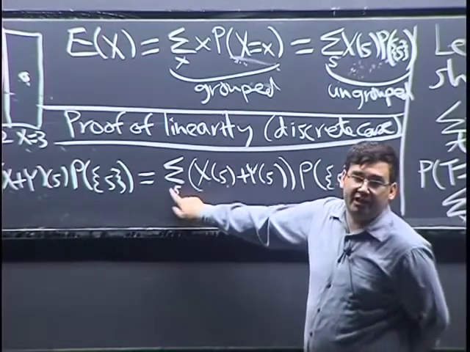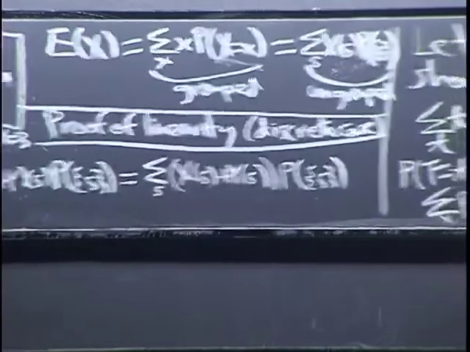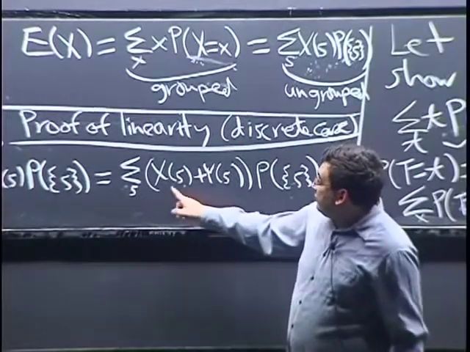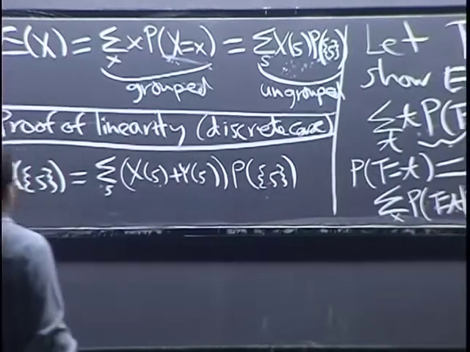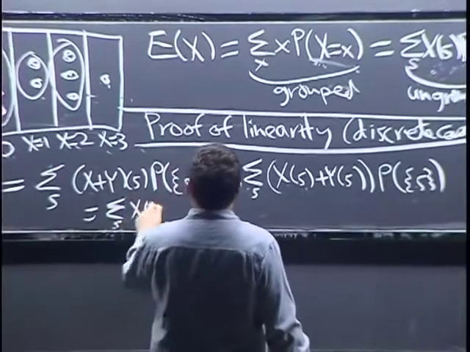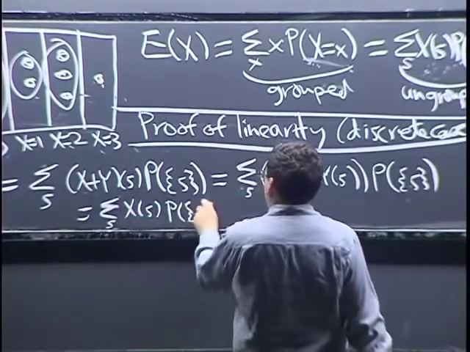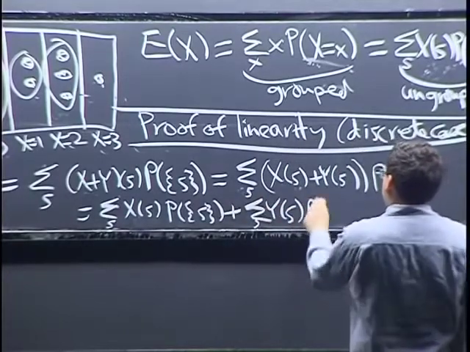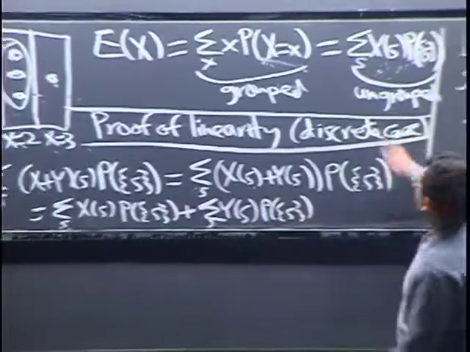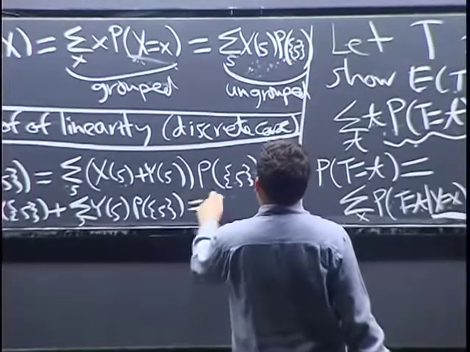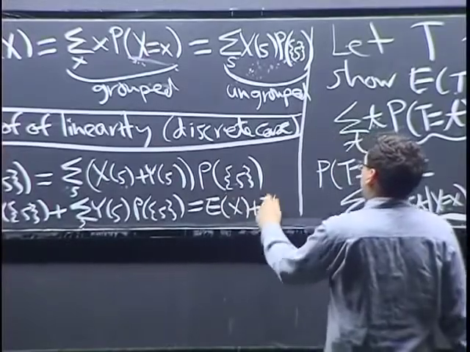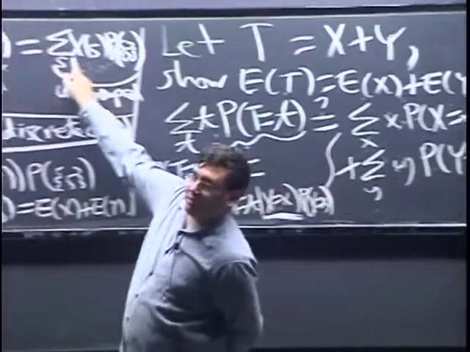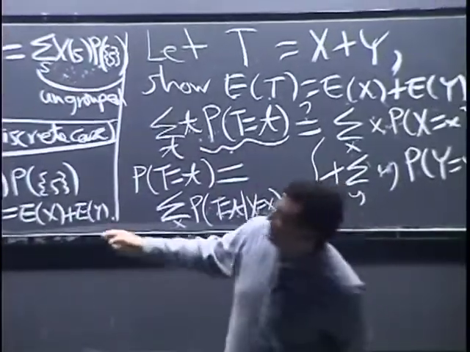Now everything is summed over the same S, whereas here it was annoying because we had a sum over x, sum over y. Here, everything is a sum over pebbles. So now we just write it as two sums: the sum of x(S) P(S), plus the sum of y(S) P(S). But that's, according to this identity again, just E(x) plus E(y). And so that's the end of the proof. So it's almost immediate once you see that you can write expected value as a sum over pebbles rather than in this original form.